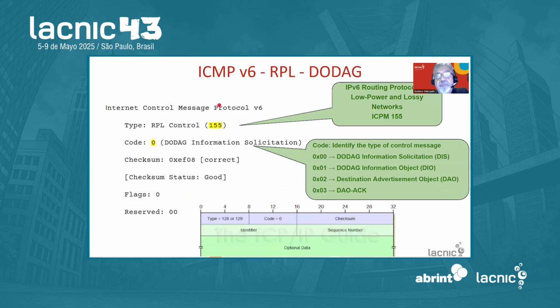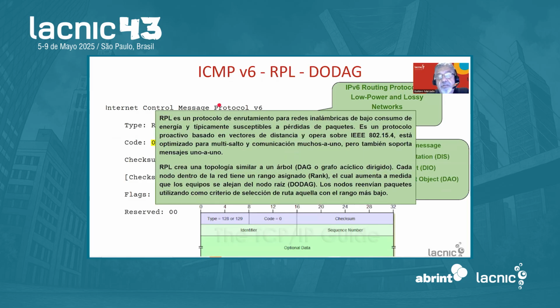Now let's just look at the analysis of the ICMPv6 packet. This one is focused on RPL information. This is a routing protocol for wireless networks, low energy consumption, and typically susceptible to packet loss. This is a proactive protocol based on distance vectors and operates on IEEE networks, which is optimized for multi-hops and many-to-one communications and also supports one-to-one messages.